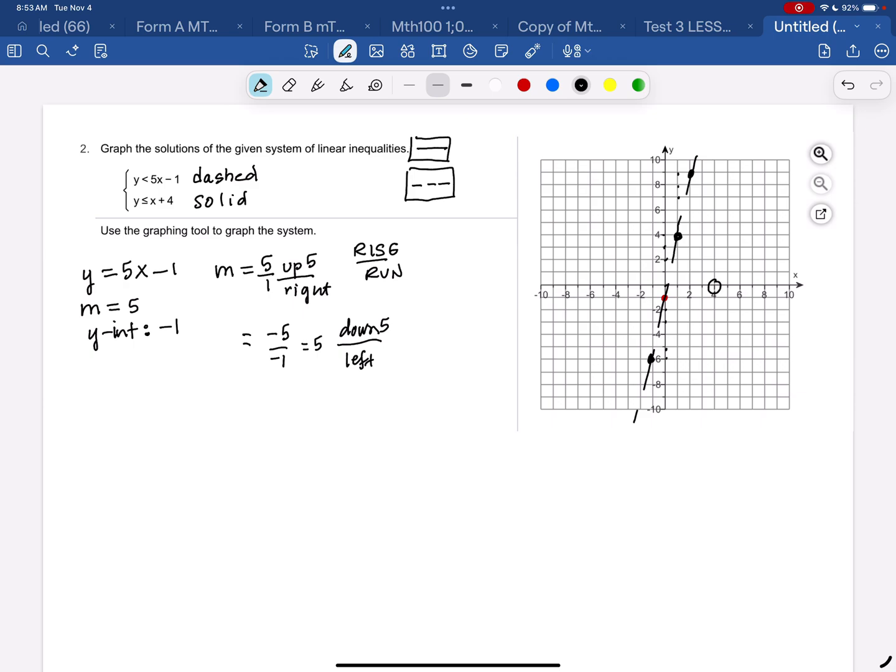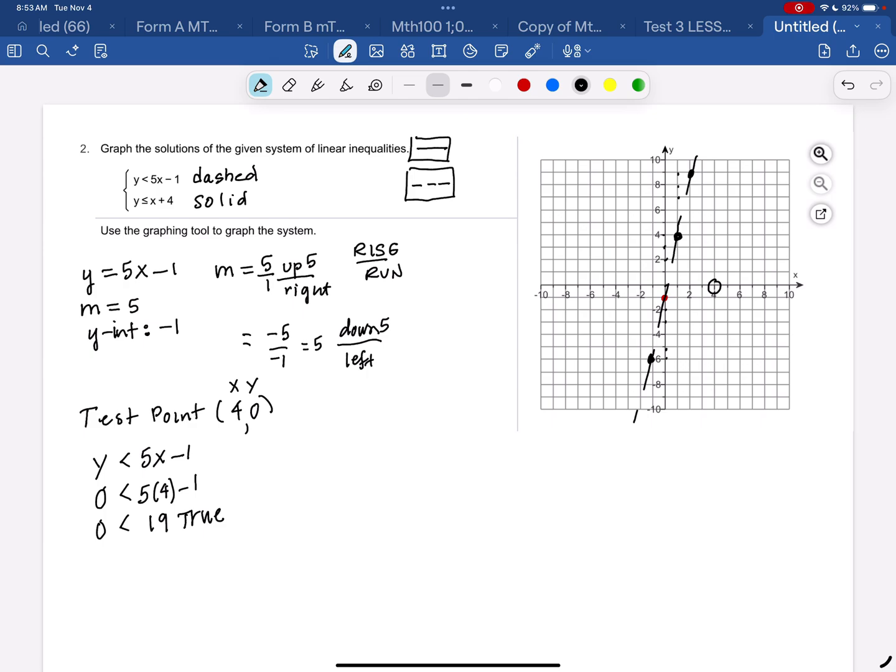I'll pick 4, 0 for my test point. So my test point in the original inequality is going to be 4, 0. So remember, y is less than 5x minus 1. My x is 4, my y is 0. So 0 is less than 5 times 4 minus 1. 0 is less than 19, right? Because 20 minus 1. That is a true statement.